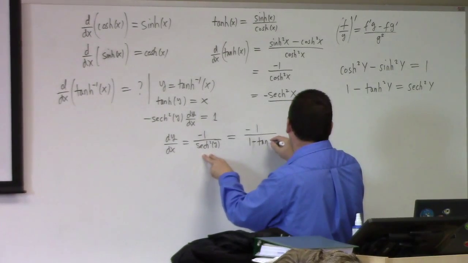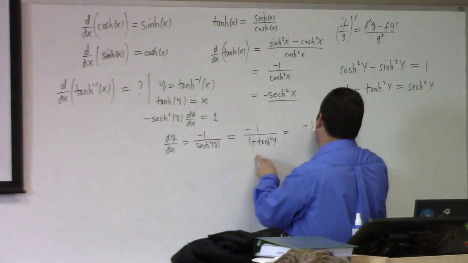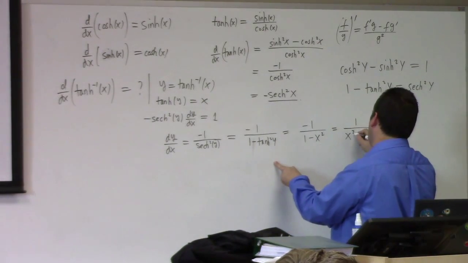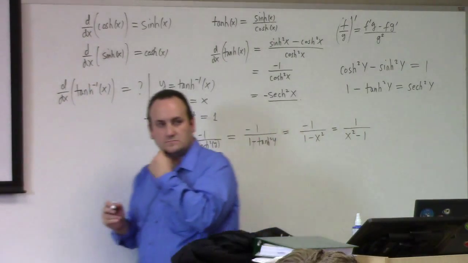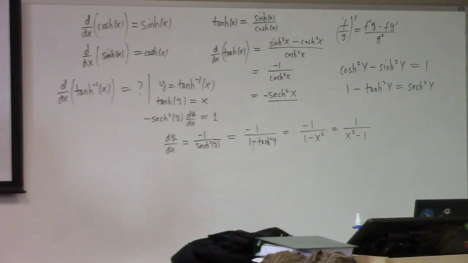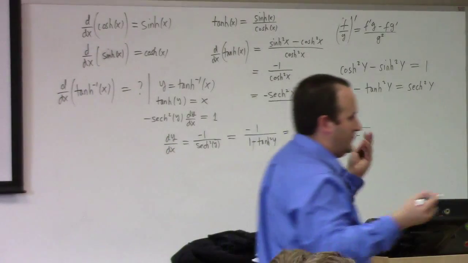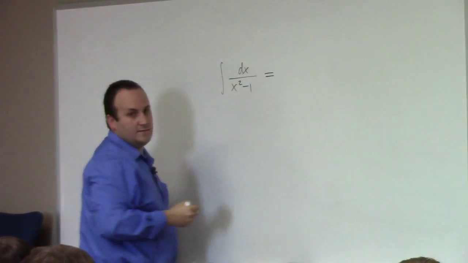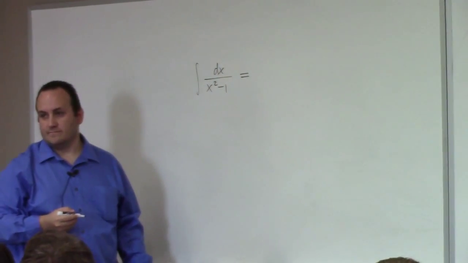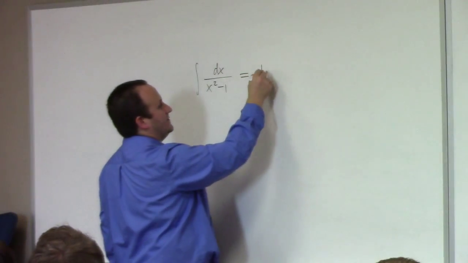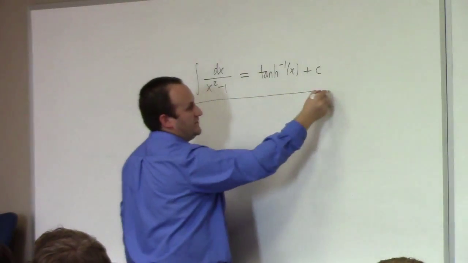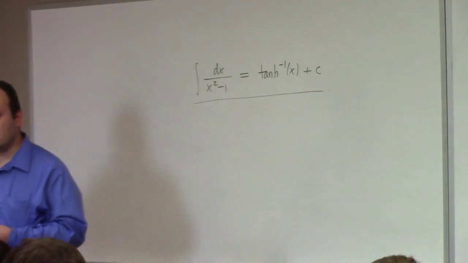Minus 1 over 1 minus the hyperbolic tangent squared of y. In other words, that's minus 1 over 1 minus x squared, or you could write that as 1 over x squared minus 1. Who cares? Well, anybody who wants to do this integral should care. The integral of dx over x squared minus 1 equals to? Right. Inverse hyperbolic tangent of x plus a constant. There you go. This integral just became elementary with that knowledge.